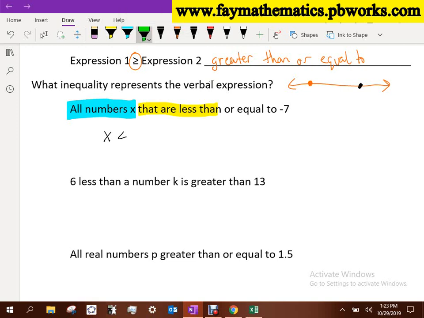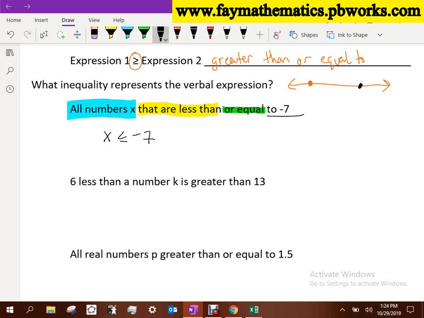And I keep going. It says or equal. So that makes me put the line underneath there, right? And now I keep going. The last thing I say is -7. So that's just taking left to right, taking those parts out, and writing down algebraically what those parts mean. So we're looking at numbers that are less than -7.